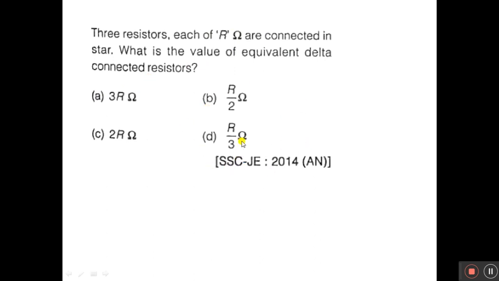To create confusion, they have given the option R by 3. That is applicable when you convert delta to star: if all the resistor values are the same, then you can directly divide by 3. They gave this option to cause confusion. But our answer is 3R. When you convert star to delta, you directly multiply by 3. So option A is the correct one.